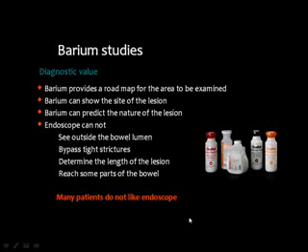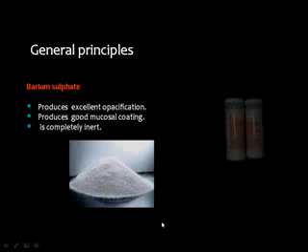Then we come to the assessment of the gastrointestinal tract by barium. And barium has many advantages: it provides a roadmap for the area to be examined later on by endoscope. It can show the site of the lesion, and it can also predict in many cases the nature of the lesion. The endoscope, on the other hand, cannot see outside the bowel lumen. It cannot bypass a tight stricture in the bowel. In many cases, it cannot determine the length of the lesion, and there are some areas in the bowel that cannot be reached by the endoscope.